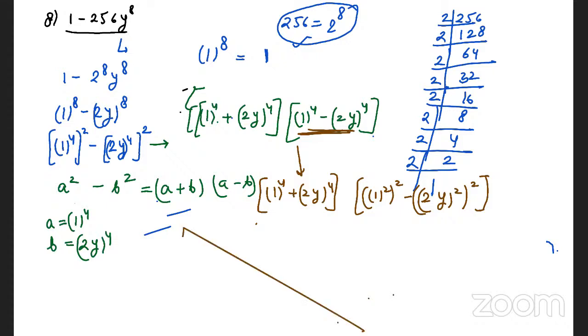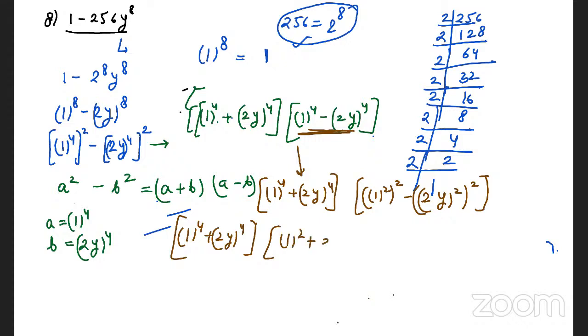It will become like this: 1 to the power of 4 plus 2y to the power of 4, which is the same step as the previous step which I took. And then 1 square plus 2y square and 1 square minus 2y square. Understood? This thing I split it again. A square minus b square means a plus b and a minus b. Understood?